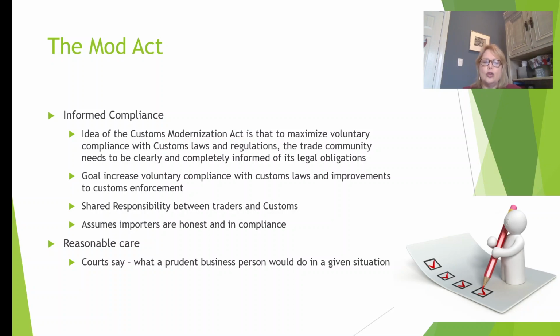It basically assumes that importers are honest and that they're doing what they're supposed to do. You need to know the concept of reasonable care, which is something that the courts say is what a prudent, intelligent, normally smart person would do in a given situation. So saying that you don't know something is not an excuse. A normal person, if they were importing or exporting, would learn the laws. So reasonable care says a normal business person, not someone super educated like a lawyer, but just a normal, prudent business person, what would they do?